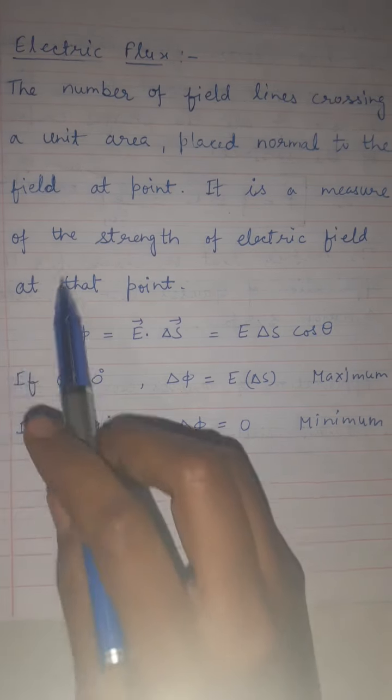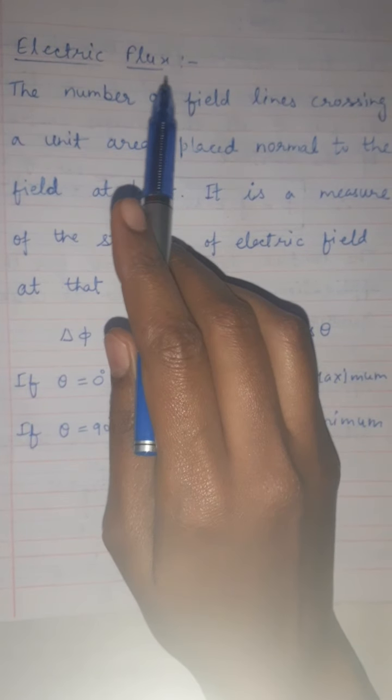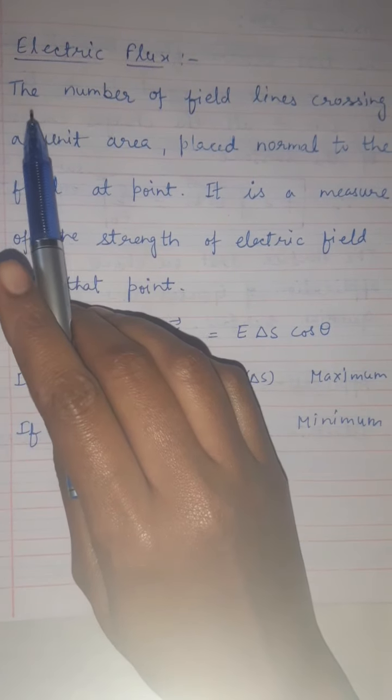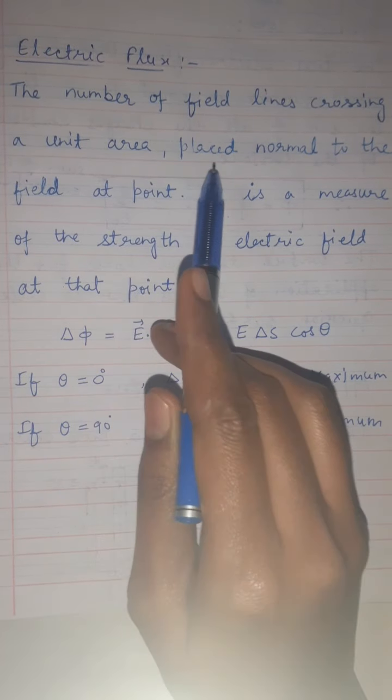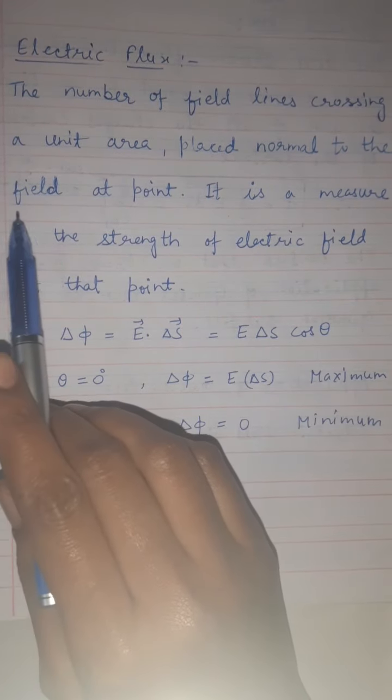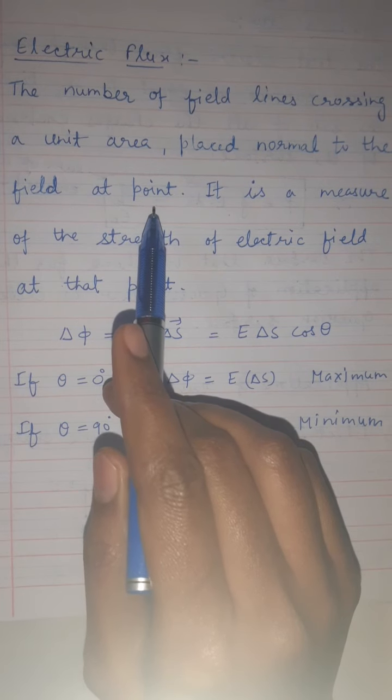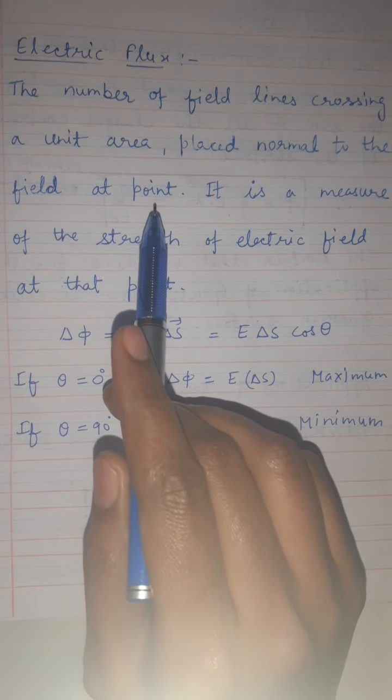So our next topic is electric flux. So what is electric flux? The number of electric field lines crossing a unit area placed normal to the field at a point is called the electric flux at that point.